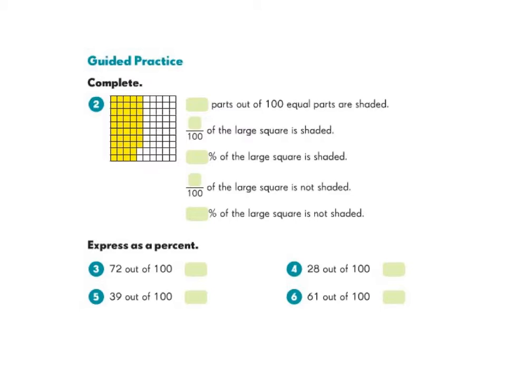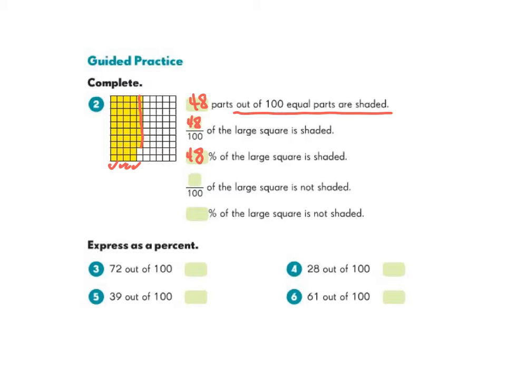Here we have another square cut into 100 pieces, and we need to fill in the blanks here. How many parts out of 100 equal parts are shaded? Well, let's see, 10, 20, 30, 40, and this looks like 8. So 48 parts out of 100 are shaded. What fraction of the large square is shaded? So if the denominator is 100, that means 48 is the numerator. And what percent of the large square is shaded? Well, if it's 48 hundredths, we know that it's 48%.